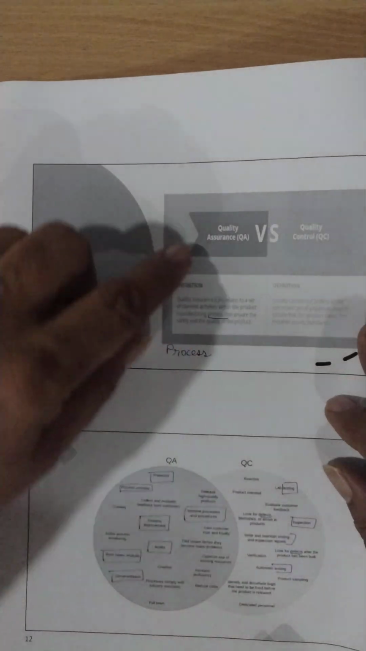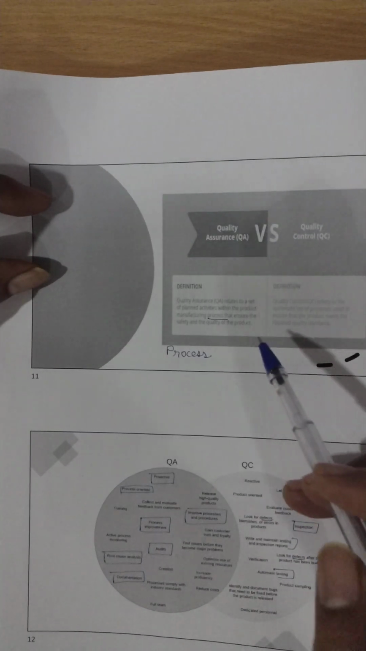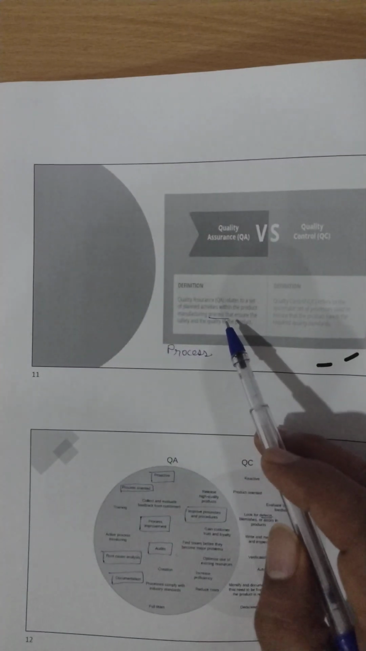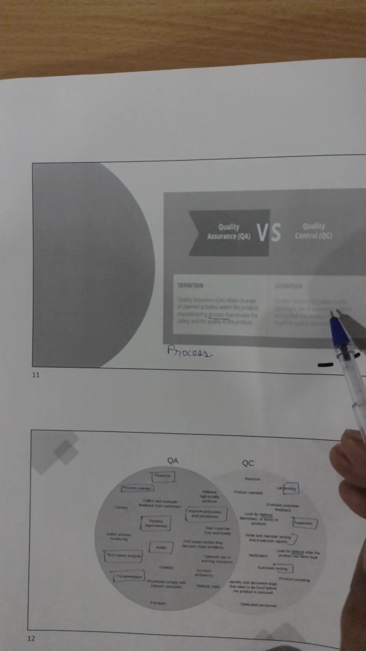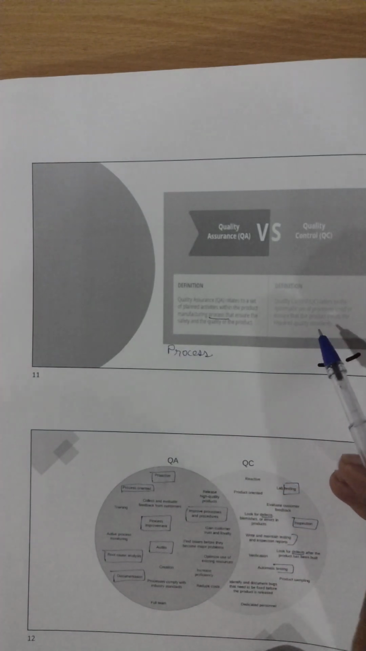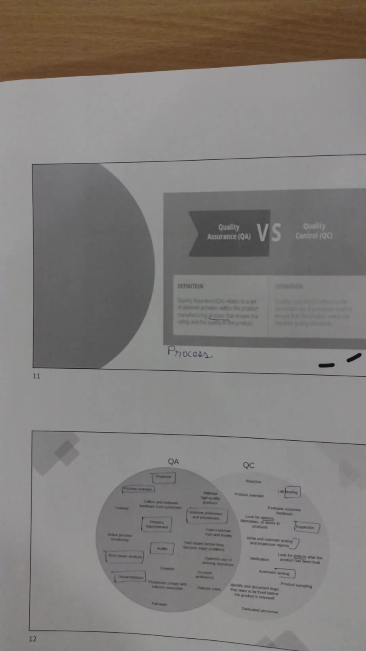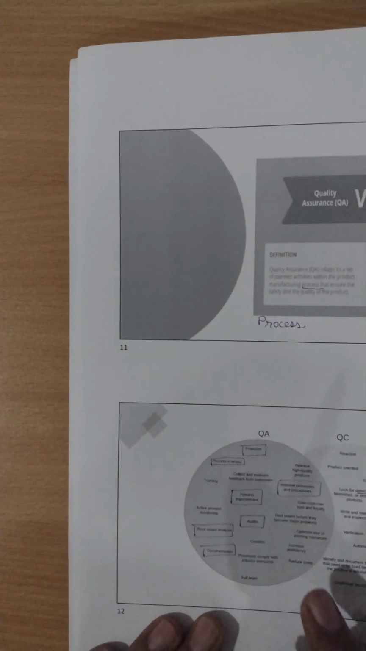Now, the difference between quality assurance and quality control. Quality assurance is where you give assurance through the process and ensure that compliance is there. Quality control is where you conduct reviews, testing, inspection and all these things. So both have different meanings, purposes and objectives.